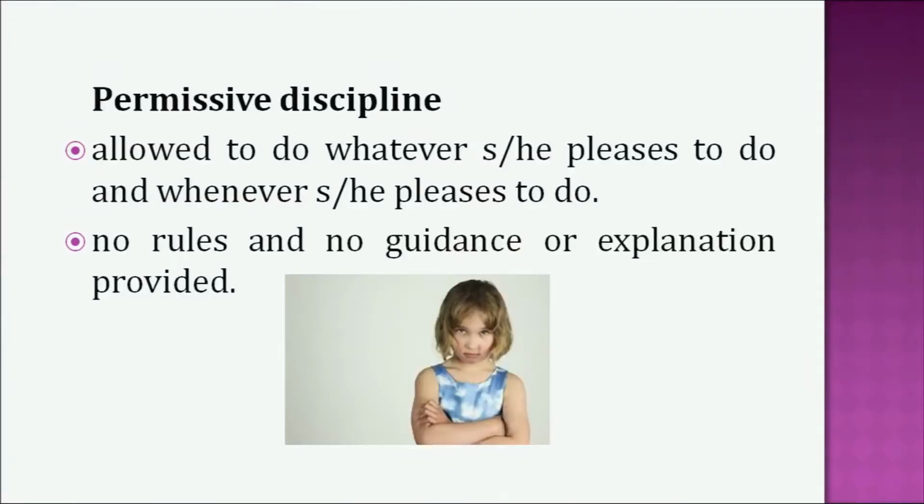This is exactly opposite to the authoritarian kind of discipline. Now, what happens in the permissive discipline? The child would be allowed to do whatever the child feels like doing, that is, whatever gives the child pleasure. So, the child is free to do anything. There are no rules, no guidance, and no explanations provided, and the child is doing whatever the child wants. Can you tell the implications of this kind of discipline in the play center?